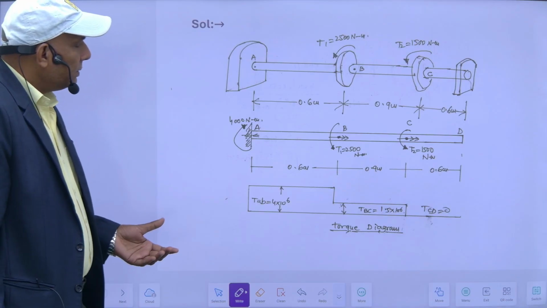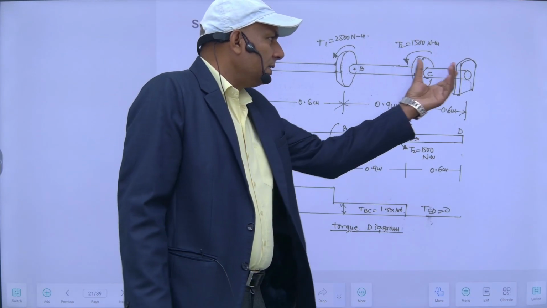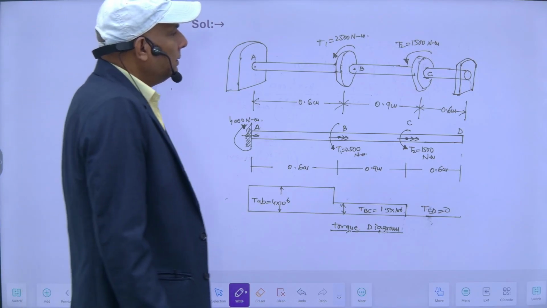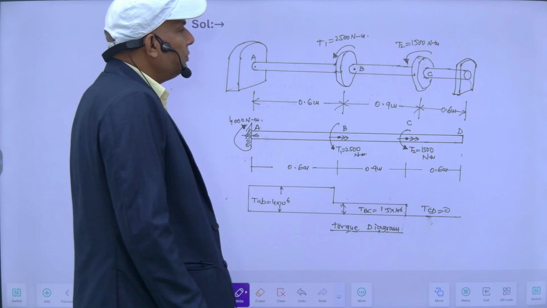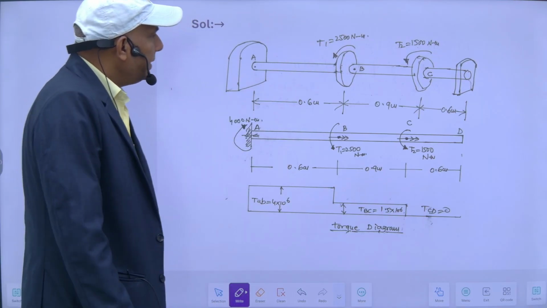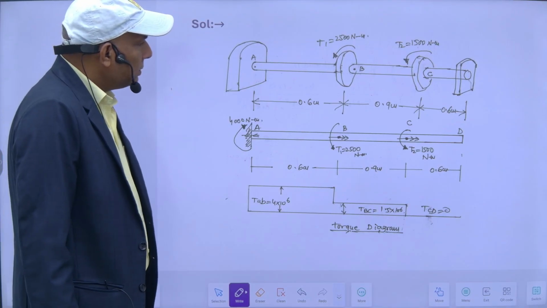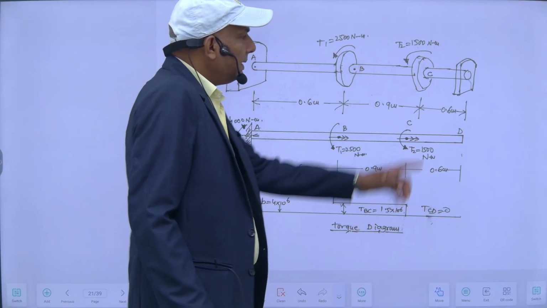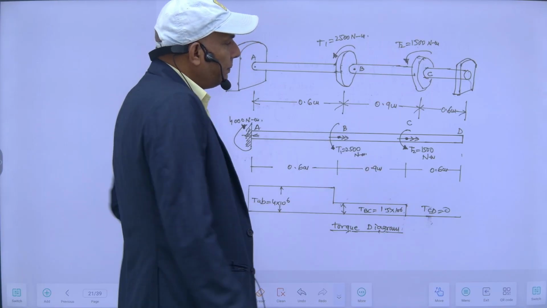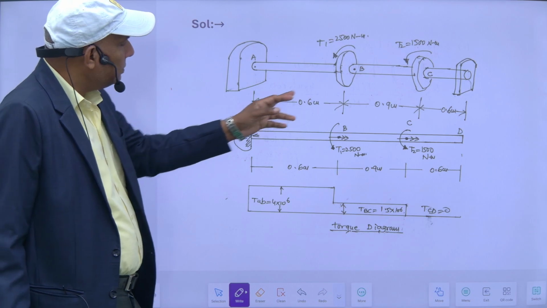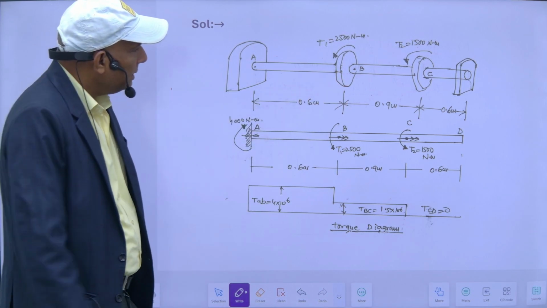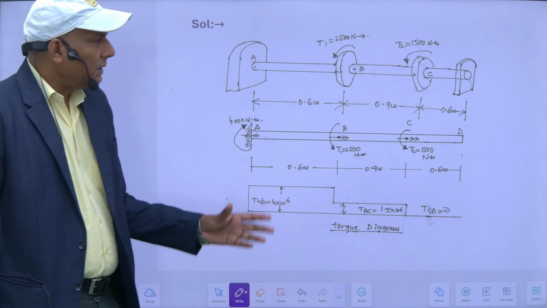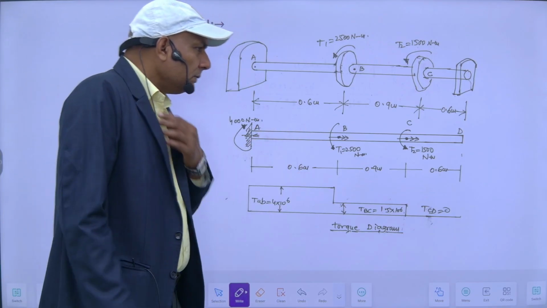So this end is free basically. It means this end is fixed and this one is restrained. And there are two torques: T2 is 1500 Newton meter and T1 is 2500 Newton meter. Both are anti-clockwise here. The distance from this end to this is 0.6 meter, this is 0.9 meter, and this is 0.6 meter. Scale-wise it looks different, but it will serve our purpose.